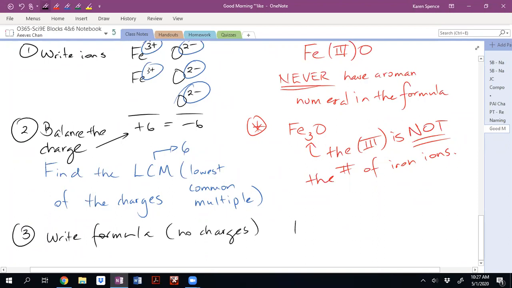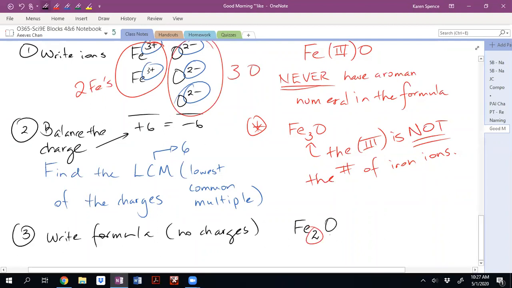So we're going to write it as Fe. What's going to go beside the Fe? What number? Yeah, it's going to be a 2, okay? Because we have 2 irons, 2 Fe's, and so we're going to need a 2 there. And for the oxide, there are 3 oxygens. So when we write our O, we're going to have O3.